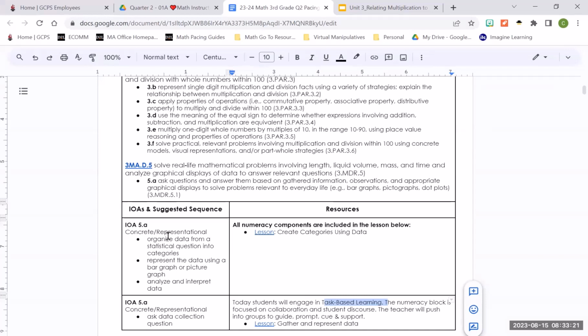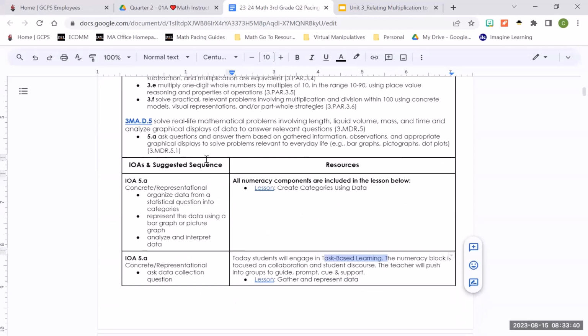Students will be exploring different ways to organize data, form a statistical question into categories of their choosing, make decisions about how to represent the data, and then move into generating their own data collection question and gathering data to analyze and interpret. You'll see that both of these days, here and here, are concrete and representational, as students will use either or move fluidly between both learning phases while working on this concept.